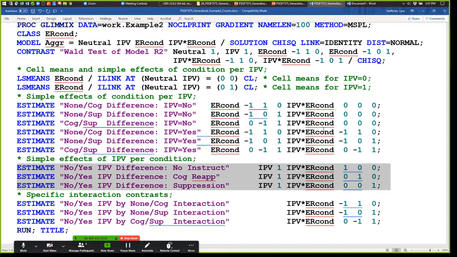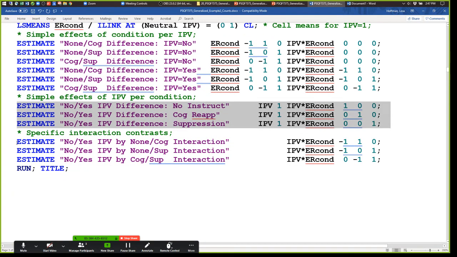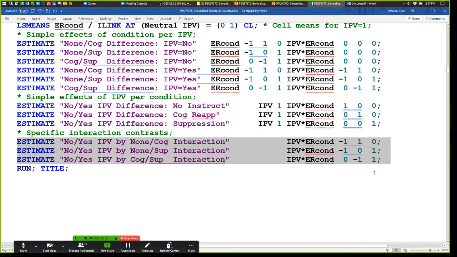Does the effect of IPV differ by strategy condition? Does the effect of strategy condition differ by IPV? Two alternative ways of asking the same question. That's your interaction terms. So that tells you the extent to which the effect of IPV differs between groups 1 and 2, groups 1 and 3, groups 2 and 3. It also tells you the extent to which your group 1 to 2 difference differs as a function of IPV. Either way.